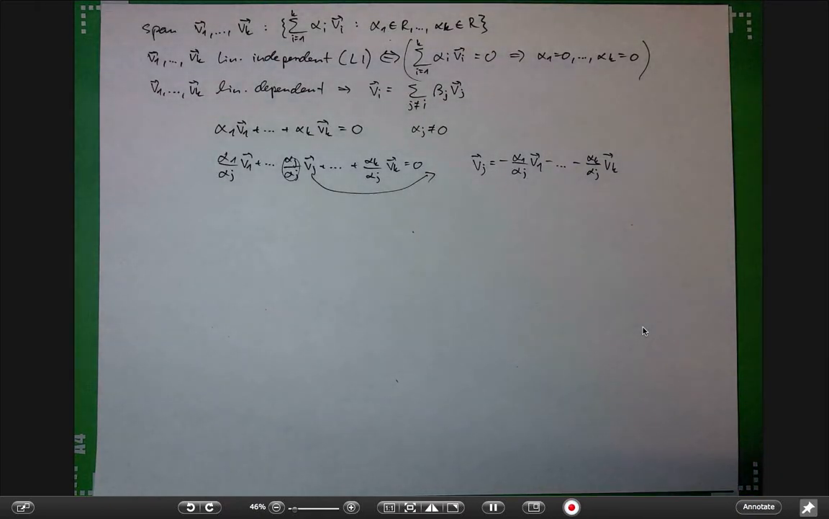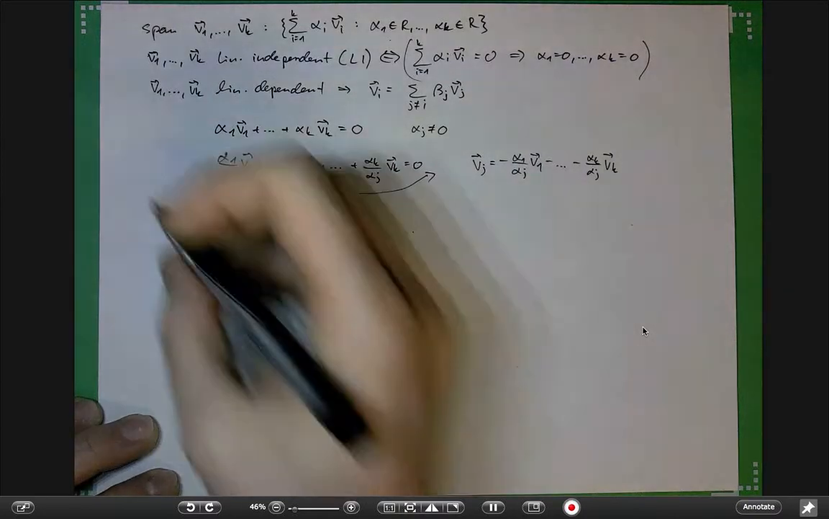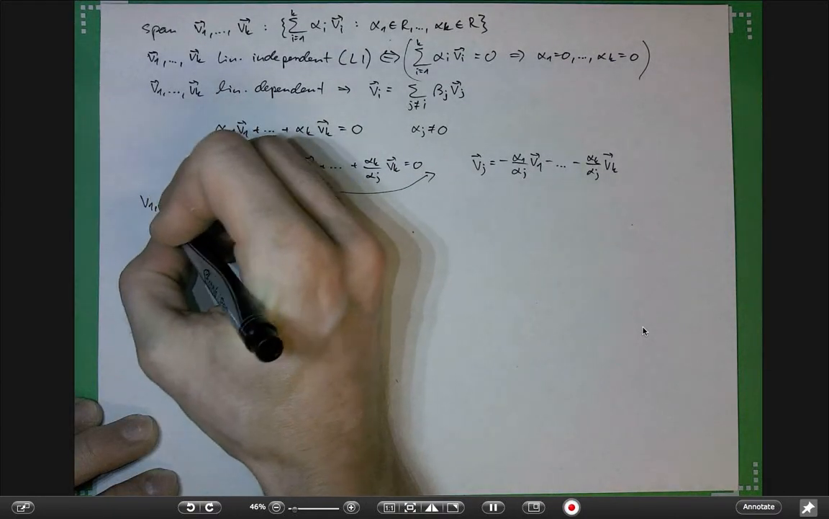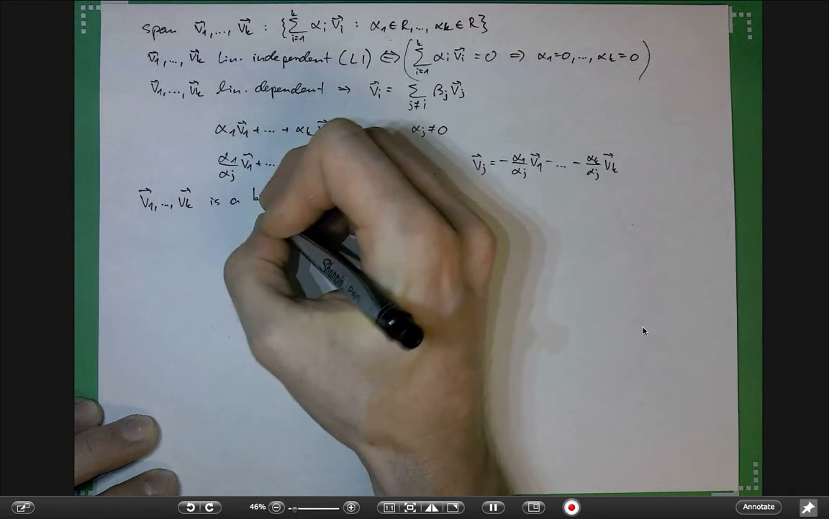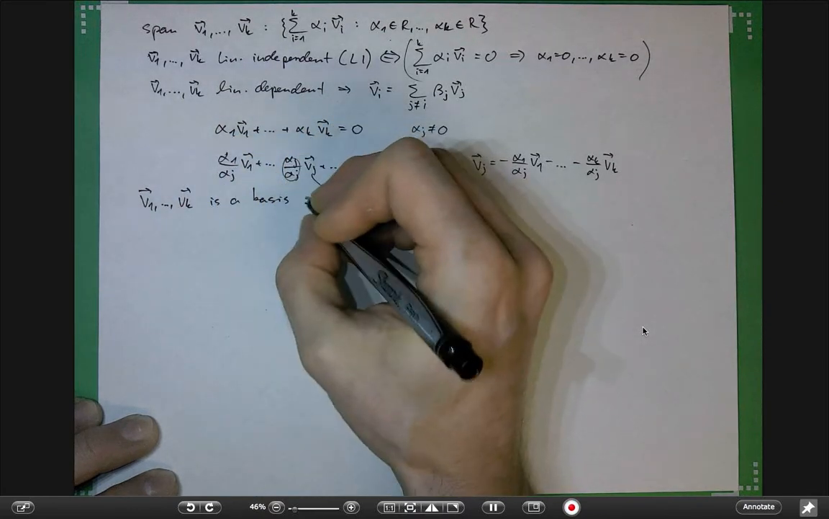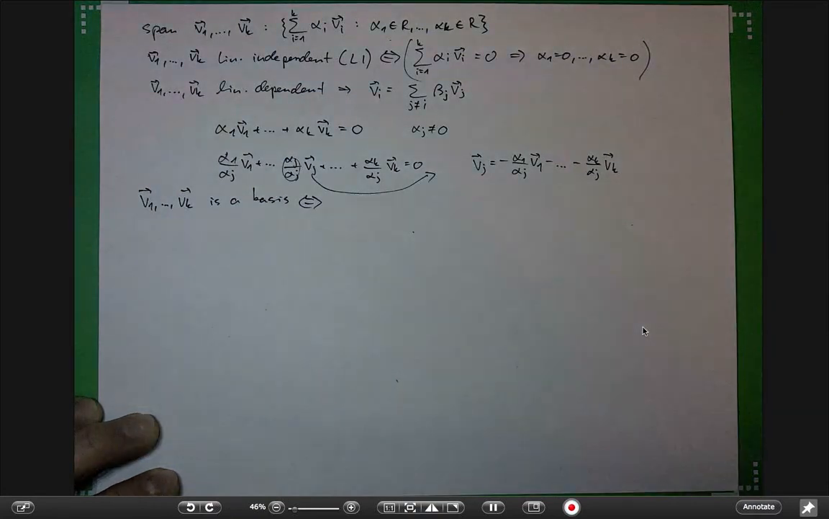Okay, so that's linear independence and span. So very, very basic notions in linear algebra. And using them, we can define what is a basis, right? So v1 to vk is a basis when? Do you remember that? Hopefully Frank did a good job.